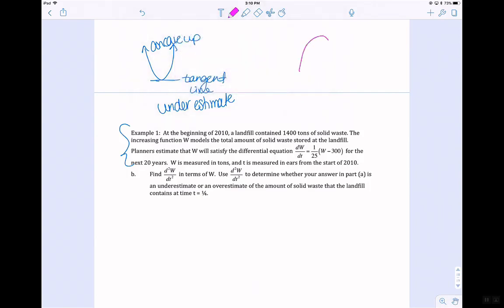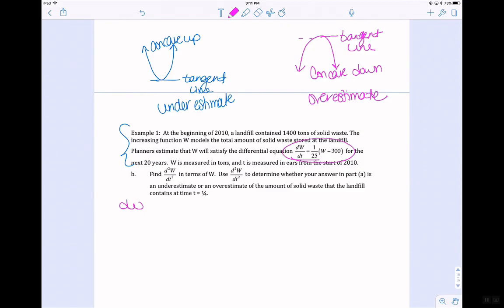If I'm concave down, my tangent line lies above. So concave down, tangent line lies above, and so this would be an overestimate. The tangent line would give you an overestimate of what the original function would be. Okay, so first let's find d squared W over dt squared.